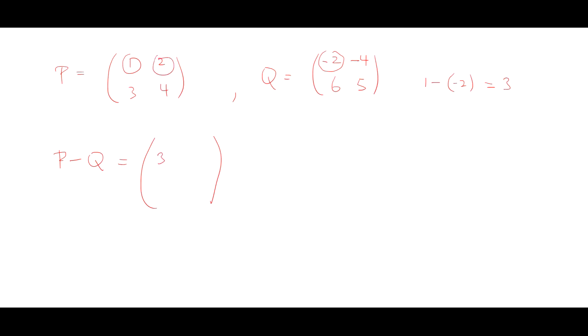The next one is 2 minus 4. So 2 minus 4. And that will give me 6. Similar to the first one, we have to add it. So this will give me 6. Then 3 minus 6. So 3 minus 6 will give me minus 3. And then the last one is 4 minus 5. 4 minus 5, which is equal to minus 1.